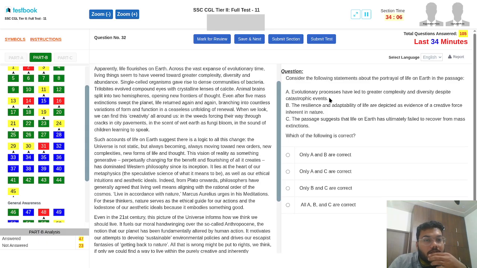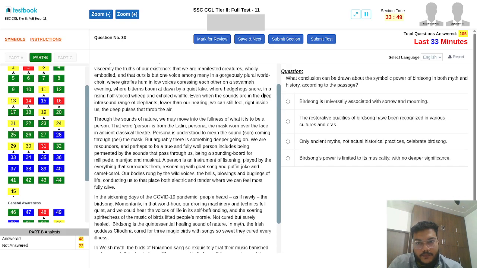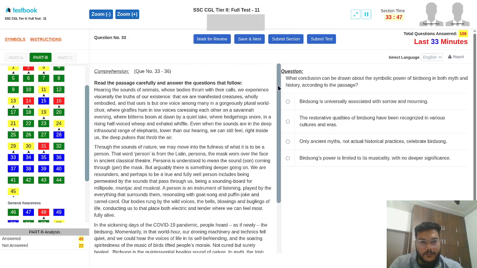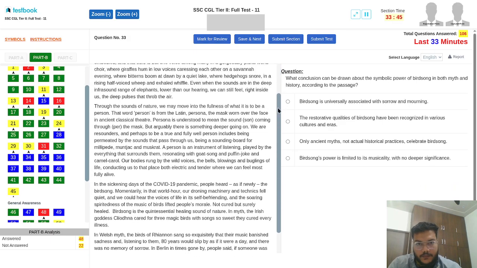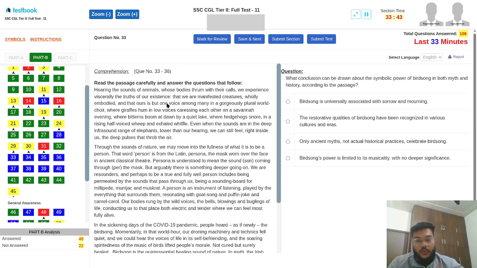Evolutionary processes have led to greater diversity. The religious and depth of life reported as evidence of creative powers in our... Hearing the sounds of animals whose bodies thrum with their calls.